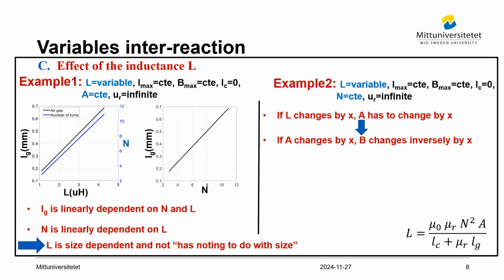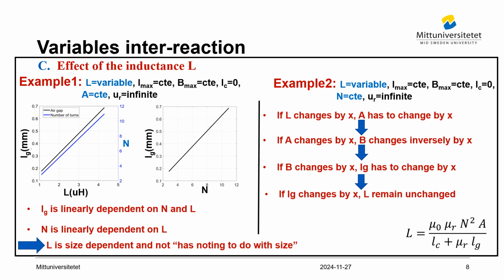If I change the cross section, of course, the magnetic flux density will change, and that's Faraday's law. And if the magnetic flux density changes, then you have to change the air gap by the same factor. And if the air gap changes, then the inductance will remain unchanged. You started by changing the cross section A, which leads to a change in the magnetic flux density. If the magnetic flux density changes, then you have to change the air gap, and then you will keep the inductance constant.